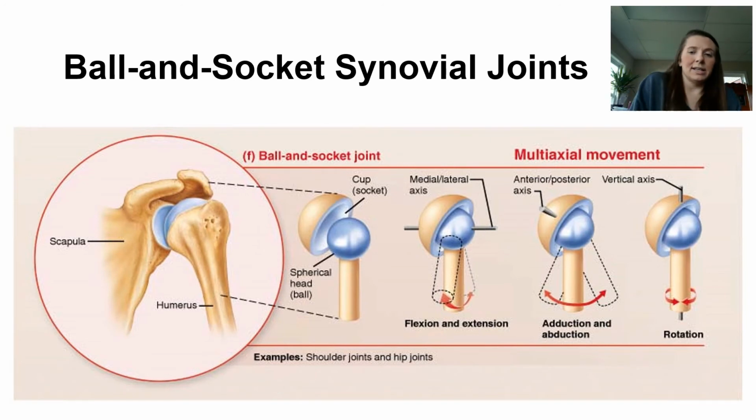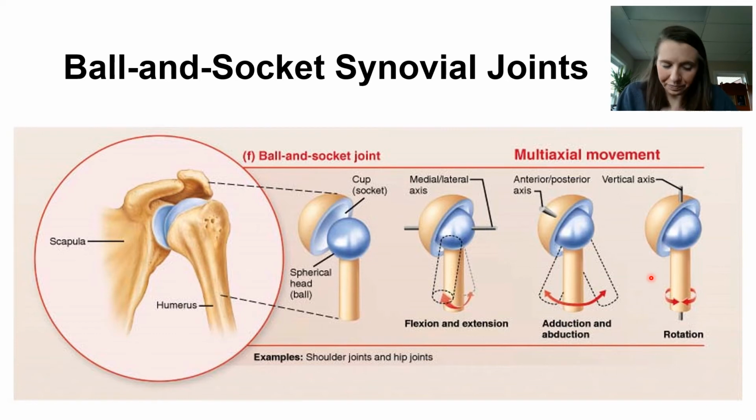Finally, that leaves us to the multi-axial synovial joints, and remember, these are the ball and socket joints, and I told you that these are present in the hip and also in the shoulder. So these are the ones that can do movements in all planes, and it's literally like a ball fitting into a cup. And this allows us to do flexion, extension, adduction, abduction, and also rotational movements.